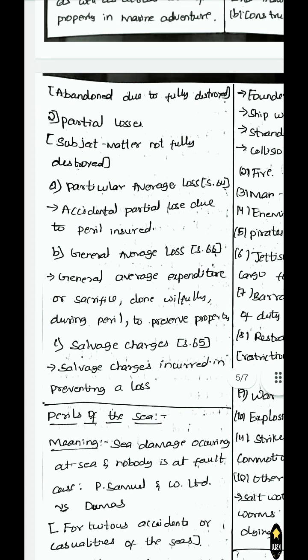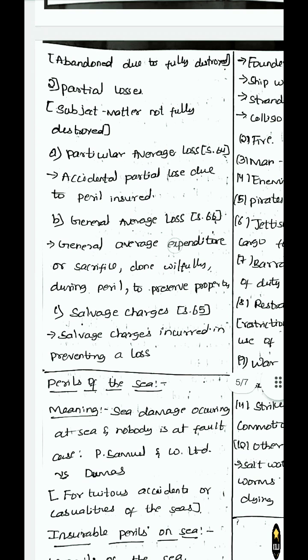Next are the partial losses. So what are partial losses? In partial loss, the subject matter is not fully destroyed. So the subject matter is only partially destroyed. So what are the kinds in it? One is a particular average loss under section 64. Accidental partial loss due to a peril insured. So if there is any accidental partial loss due to the peril insured, then it is a particular average loss. It is accidental and the loss caused is partial.